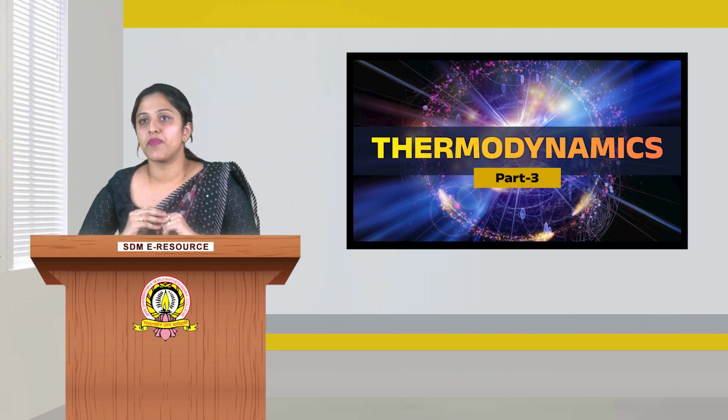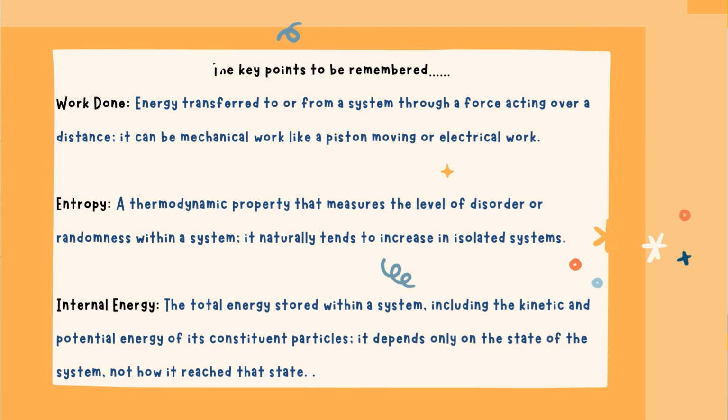And what is work done? The energy transferred to or from a system through a force acting over a distance is called work done, and it can be mechanical work, like a piston moving, or electrical work. Entropy is defined as a thermodynamic property that measures the level of disorder or randomness within a system. It naturally tends to increase in an isolated system.